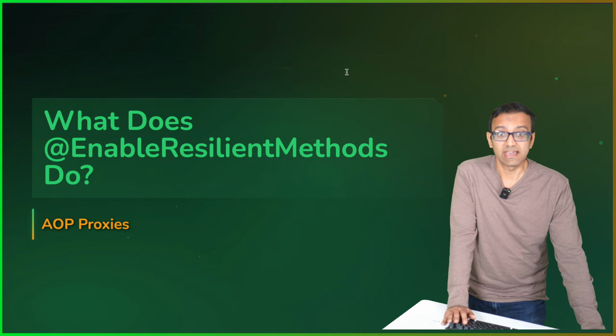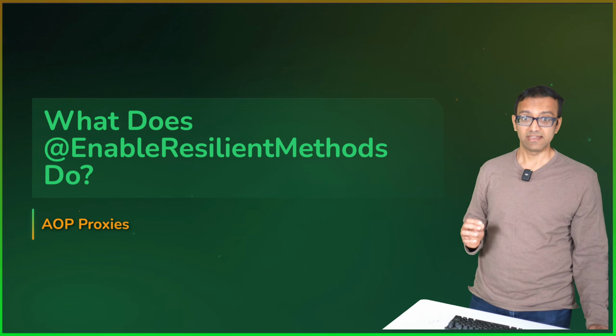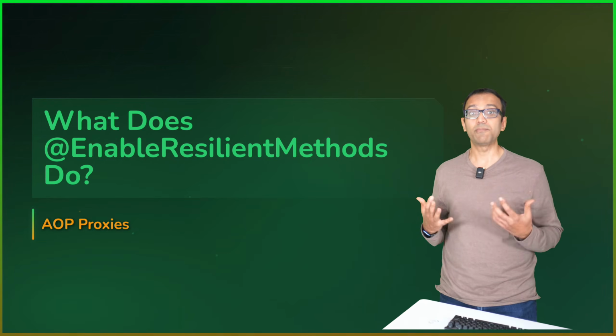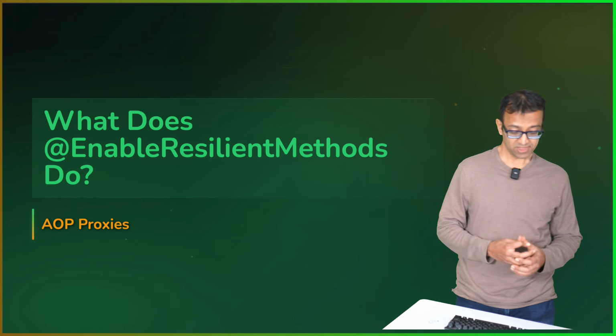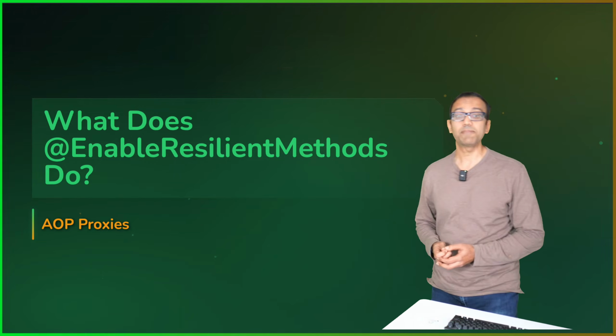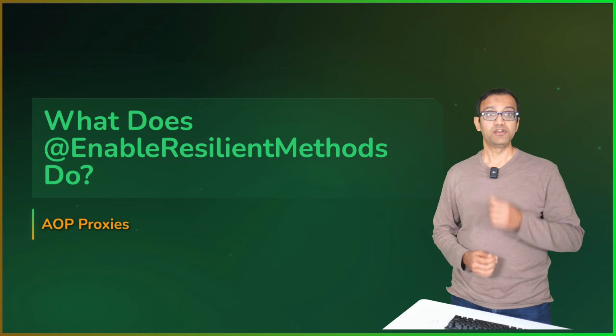You're basically saying, I want something to be retried. It is safe to retry. When Spring knows that it is safe to retry, it will automatically retry. Okay, now how does Spring do it? What is actually happening behind the scenes? What does this enable resilient methods do?